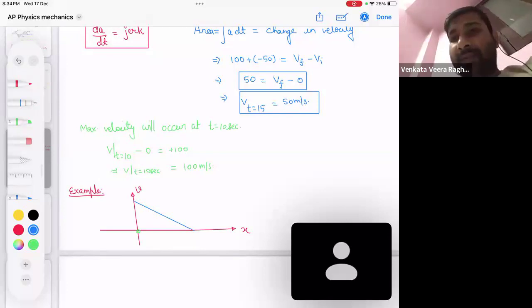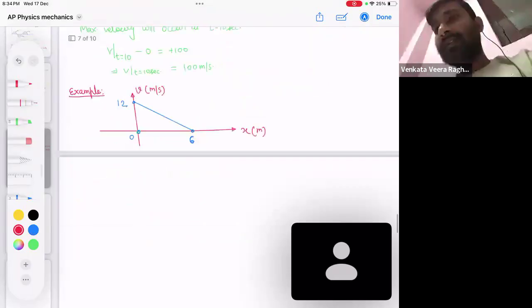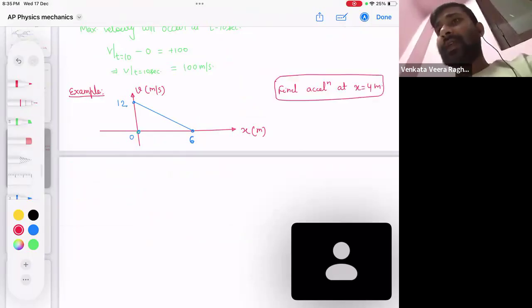This value is x equal to 0. This value is given as 6, and this value is given as 12. Velocity is given in meter per second. Displacement is given in meter. They are asking in the question, find the acceleration at x equal to 4 meter. Acceleration at x equal to 4 meter.